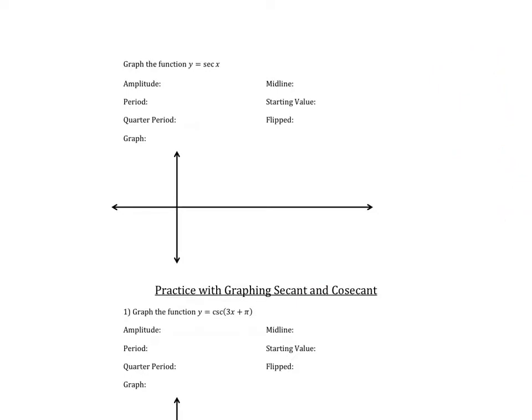If we're going to graph secant, you can guess we graph cosine first, right? So we're going to graph cosine of x. First, amplitude 1, period 2 pi, quarter period pi over 2, midline 0, starting value 0, and is it flipped? No. So remember, your cosine function starts above the midline, then goes down to the midline, then to a min, and then to a max. I'm not even going to label these points yet. I'll get to that in a minute.